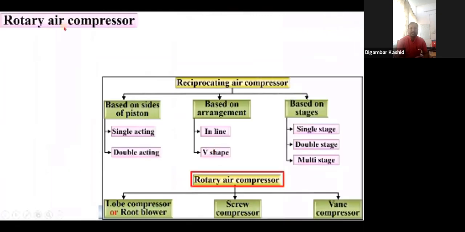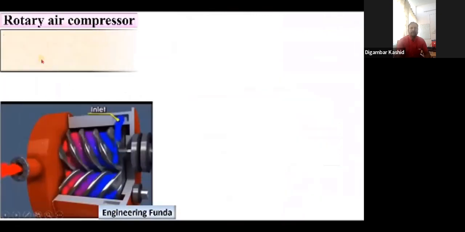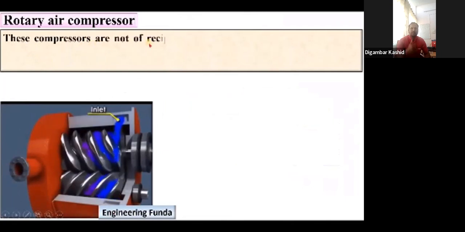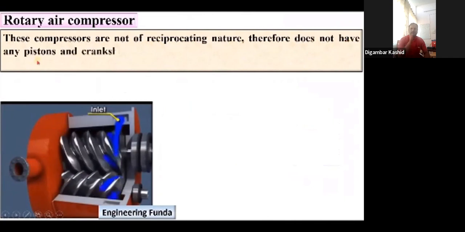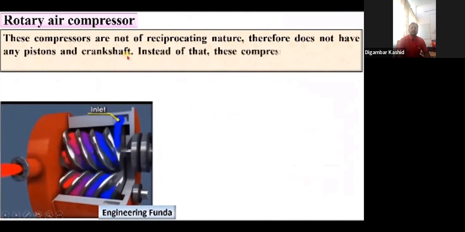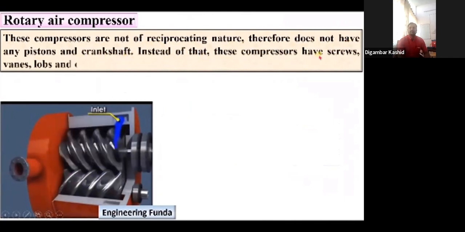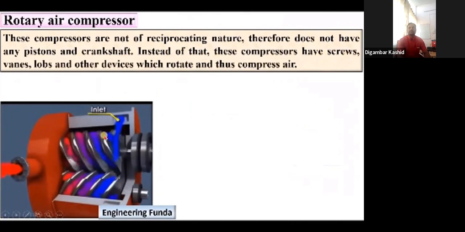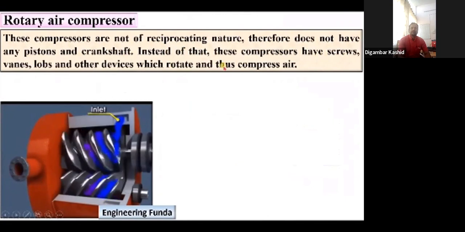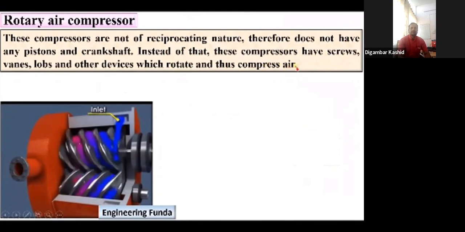Then it's turn for the rotary air compressor. These compressors are not of reciprocating nature, therefore does not have any piston and crankshaft. Instead of that, these compressors have screws, vanes, lobes, and other devices which rotate and thus compress air.